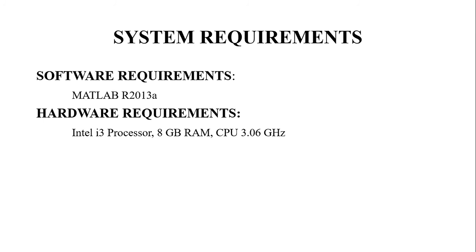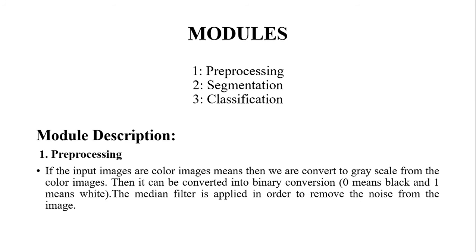These are the basic system requirements. The software requirement is MATLAB 2013 as a minimum, and the hardware should be an i3 processor with 8 GB RAM and CPU 3.0 GHz. Modules. It consists of 3 modules, namely pre-processing, segmentation and classification.